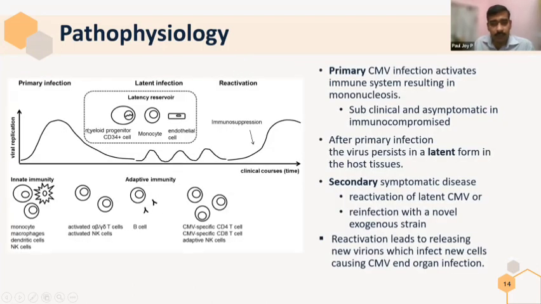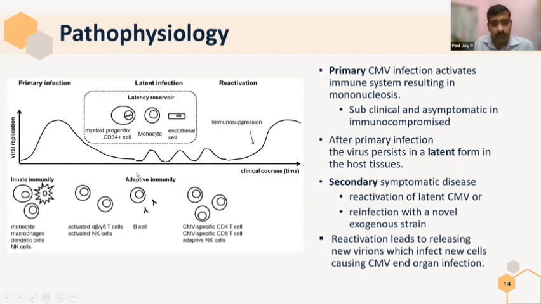When there is a primary CMV infection in immunocompetent people, it results in a mononucleosis-like picture, and in immunocompromised patients it could be subclinical or asymptomatic. After the primary infection, the innate immunity is activated, and later leads to activation of T cells, NK cells, and later adaptive immunity. Later B cells are activated.